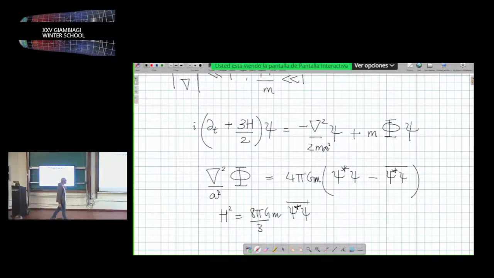What is not 0? The average? It's the average, yes. So it's the full value minus the average.